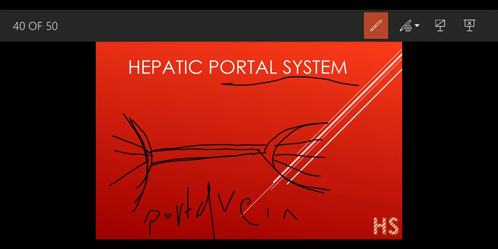Okay, what is a portal vein? A vein which starts from capillaries and ends with capillaries is called the portal vein. This is a one marker question. And when this word hepatic comes, it is related to the liver part.